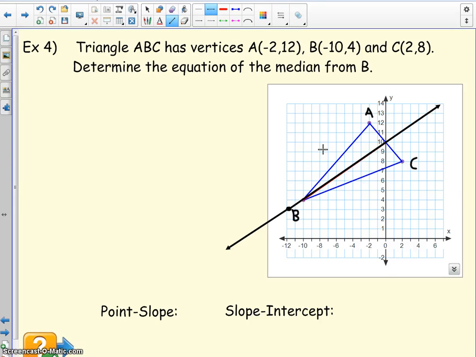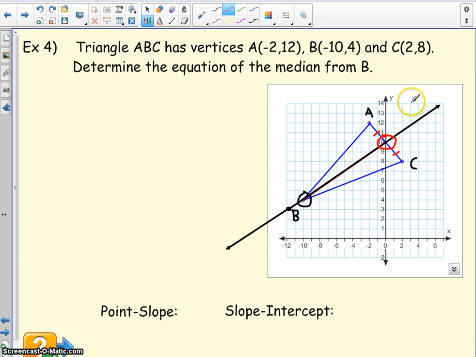Okay, so remember, when you need to find the equation of a line, we need 2 things, a slope and a point. Well, we have a point already. We know it passes through B, so we know it passes through (-10, 4). The problem is, to find the slope, we actually need 2 points. So one point we know is there at (-10, 4). The other point we know it has to pass through, because it's a median, is the midpoint of the side across, so it passes through the midpoint of AC. So we have to find that point right there.